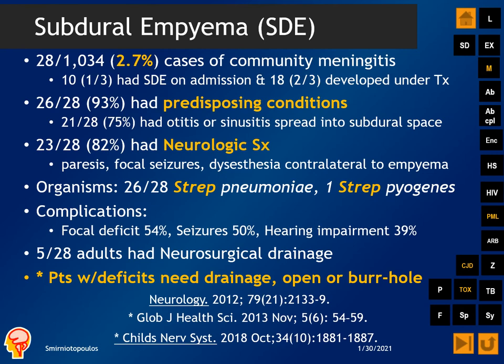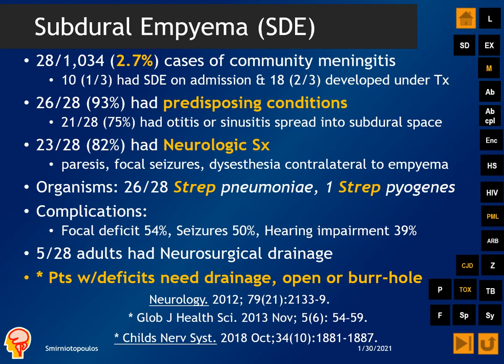Subdural empyemas are an uncommon complication of community-acquired meningitis. Predisposing factors include otitis and sinusitis spreading into the subdural space. The majority of patients have neurologic signs or symptoms. The organisms are typically going to be a strep species. And patients who have neurologic deficits need to have drainage, either open or using a burr hole.